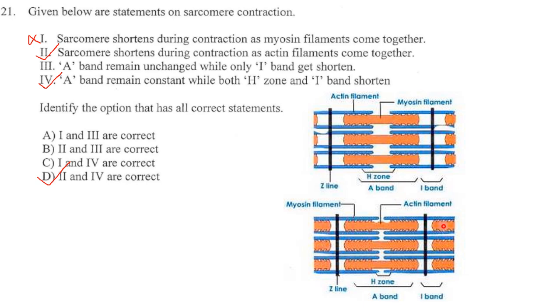Now what will happen because of that? The I band shortens, and the H zone also shortens. See here, the difference you can see in the picture. But the filaments won't shorten, they remain the same length. Now read the statements. Sarcomere shortens during contraction as myosin filaments come together.